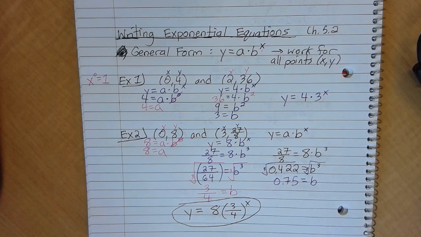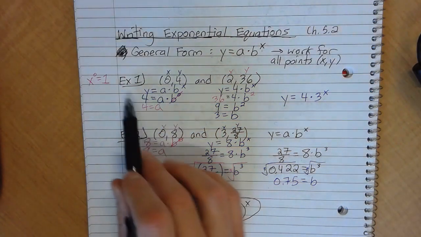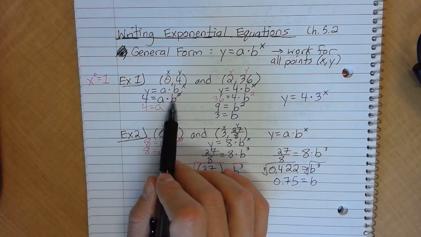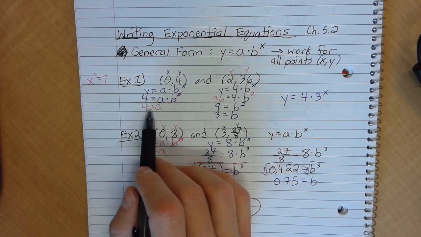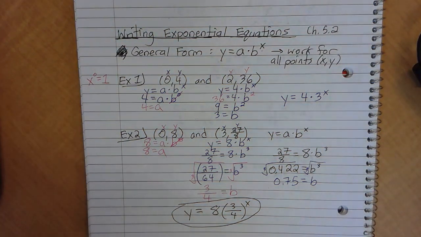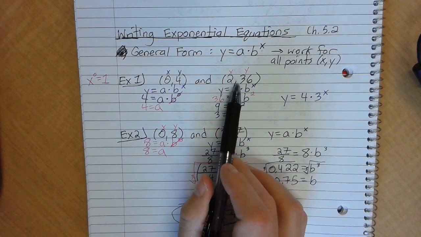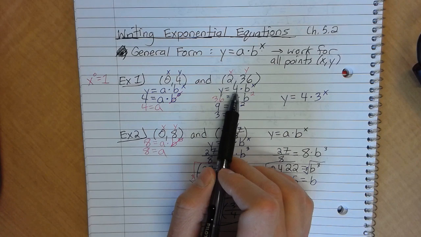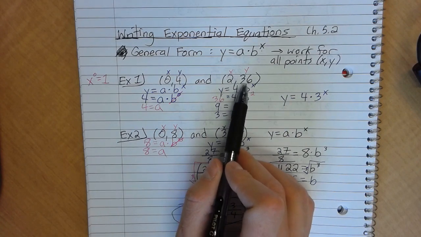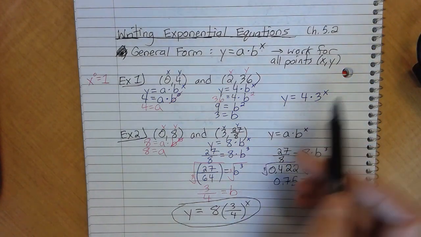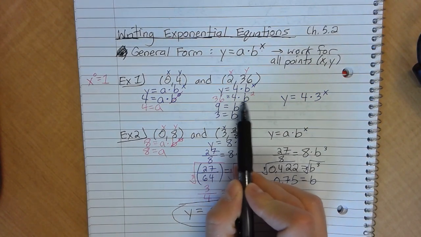Now, if I have b to the 0, well, we already know that's just equal to 1. So whenever there's a 1 times anything, it doesn't affect anything. So that just means that 4 equals a. We've already gotten our starting amount. Now, if I were to do the same exact thing for (2, 36), the 4 is already there from what we just did, but the 36 is going to go in for y, the 2 will go in for x, and we'll have this second line right here.